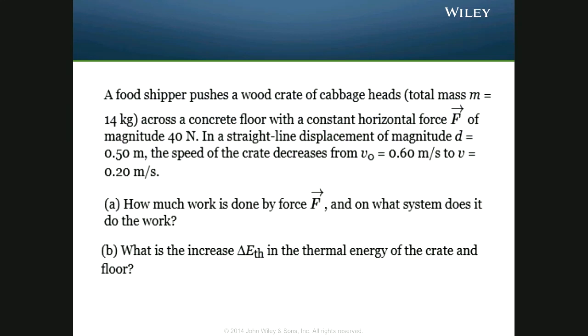So let's take a look. There's a lot of stuff given in this problem, right? We're given the force. We're given the displacement. And we're given a speed change, right? V naught and V. So these are the given information. Now, it's often helpful to draw a problem. So the food shipper pushes a wood crate of cabbage across a concrete floor with some horizontal force.